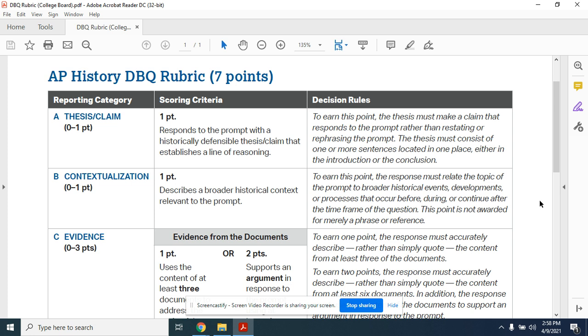Also, you need to provide contextualization, and you can pretty much do it the way you would do it in an LEQ. You can talk about the situation before the time period, after the time period. You could talk about other developments that are going on at the same time and how they affect this issue. Again, nothing has changed so far. Those two points are the same.